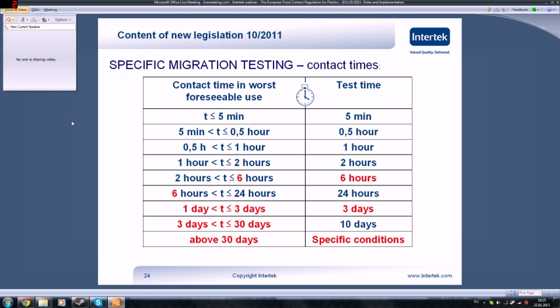For the specific migration testing, this table gives an overview of the contact time in foreseeable use and the corresponding testing time. So you see, if your contact time is very short, you need to test only short. Interesting and new is if you go on the low end, what is here marked in red. If you are between 3 days and 30 days, it's 10 days. If you're above 30 days, there are specific conditions.